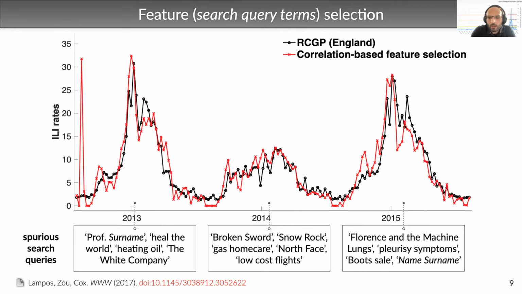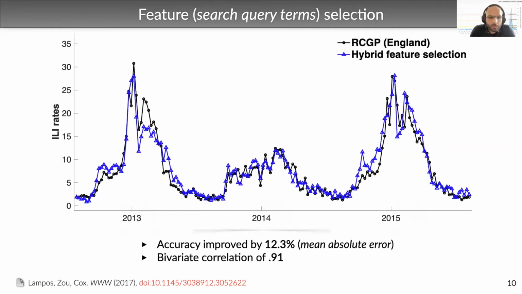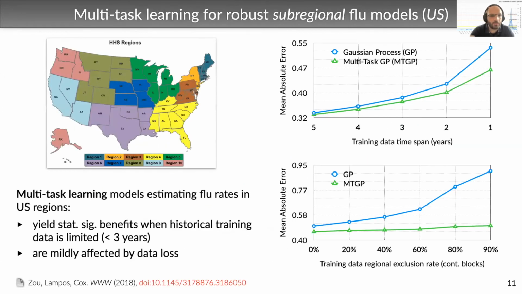In fact, our approach was sometimes selecting names of people or companies as features. To resolve this issue, we proposed a method for considering linguistic or semantic properties of a search query during the selection process. That way, we're able to remove most spurious or confounding searches and improve prediction accuracy by 12%.